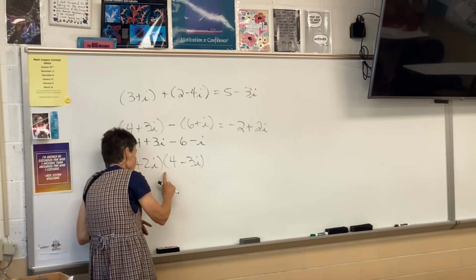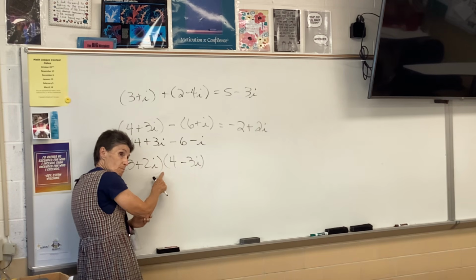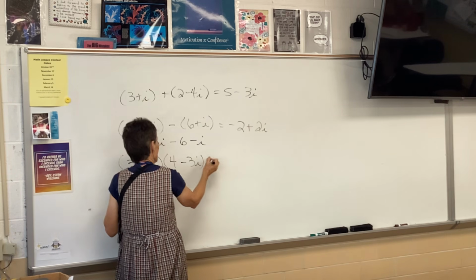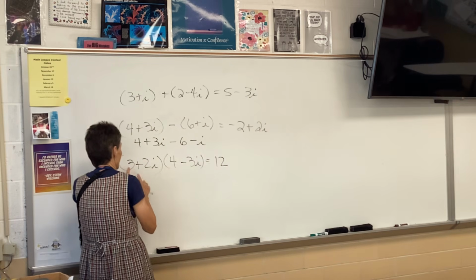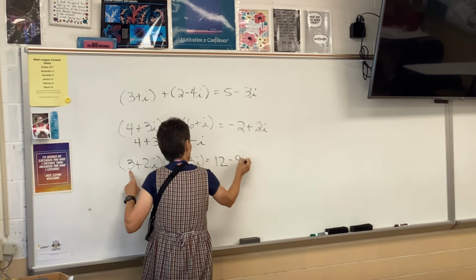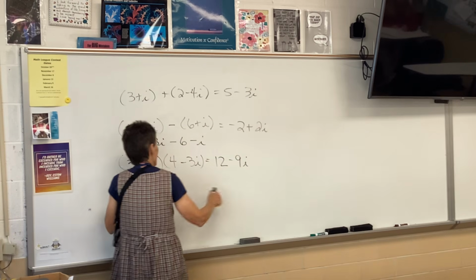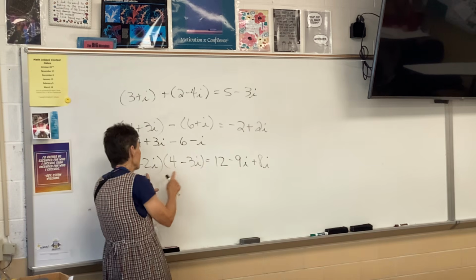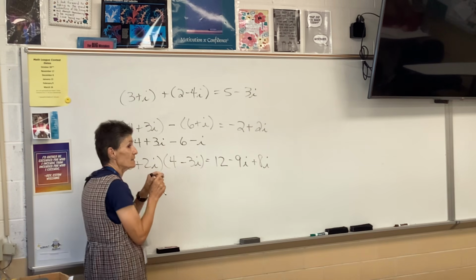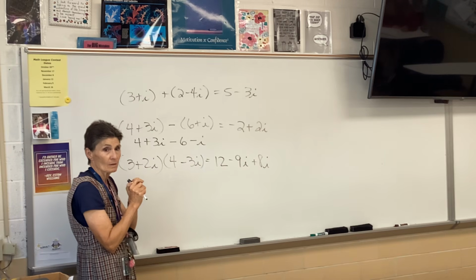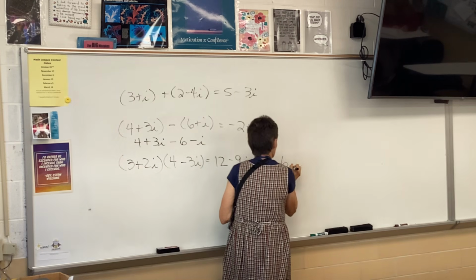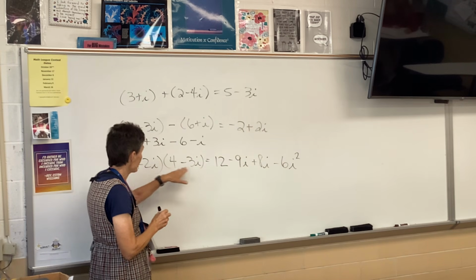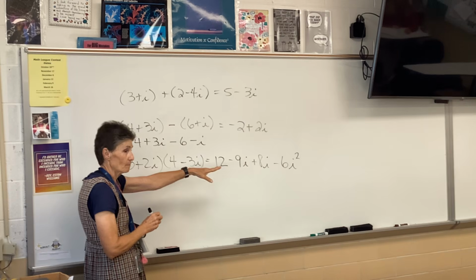Now, this has nothing in there, which means it's a multiplication. So we're gonna FOIL. So first times first, outsides, insides, and lasts. Now when you multiply a 2i times a negative 3i, we get negative 6i squared. 2 times negative 3, i times i.